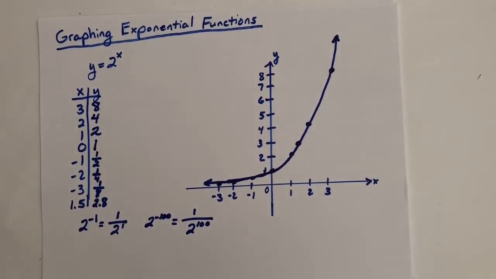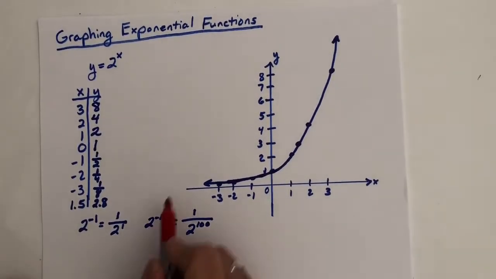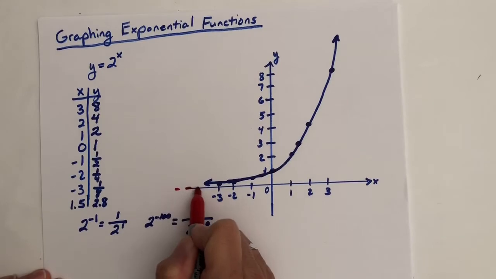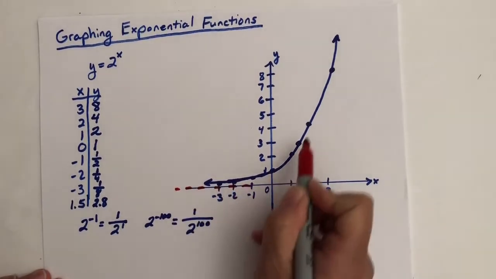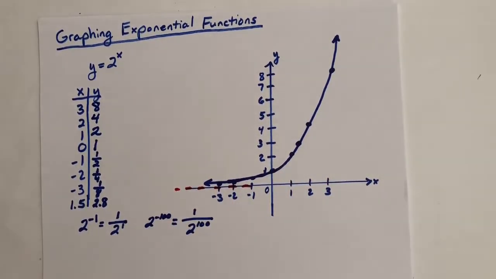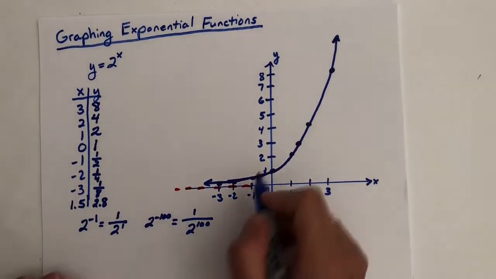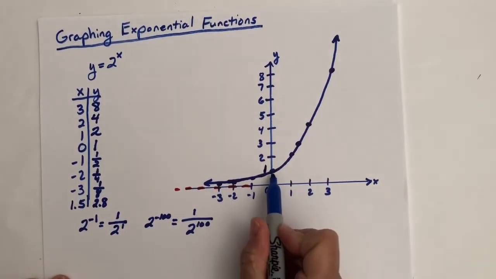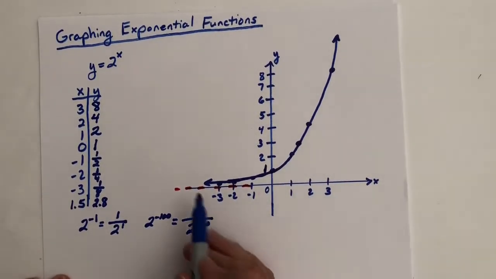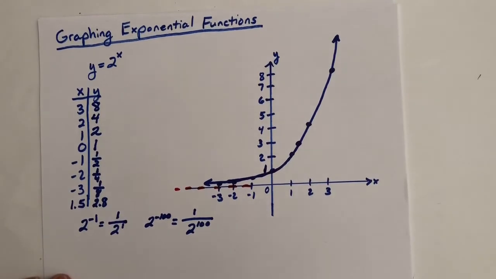In fact, it's asymptotic there. Remember that word? This is an asymptote right here. The graph is going to approach this line. And we have our graph for y equals 2 to the x. Notice also that the y-intercept is a 1 and there is no x-intercept.